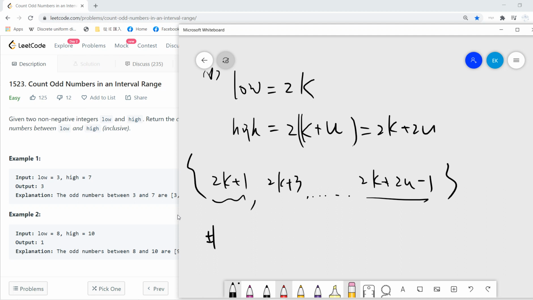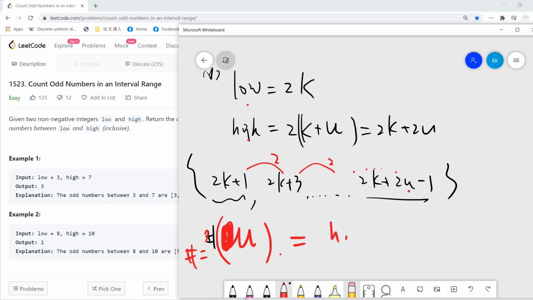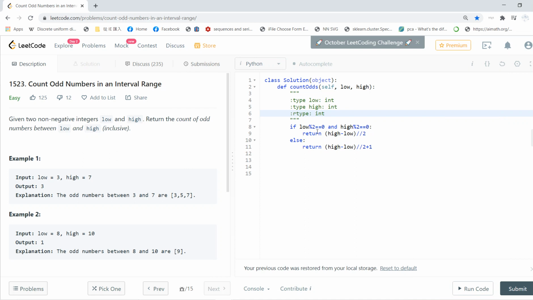You can see that it's basically this minus this, but it's inclusive, so the number is 2u. Then you divide by 2, because you counted twice, so the number is just u. So basically it's high minus low: 2k plus 2u minus 2k is 2u, divided by 2. So this proves the first case.